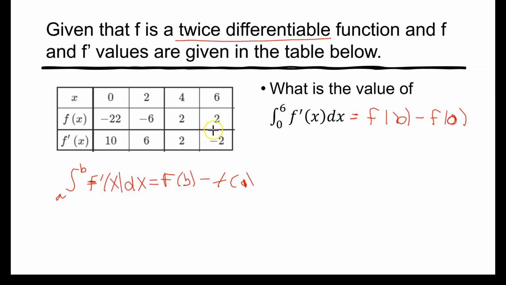So f of 6 is 2. f of 0 is negative 22. So 2 minus negative 22 is 24. So the integral from 0 to 6 of f prime of x dx for this problem would be 24.